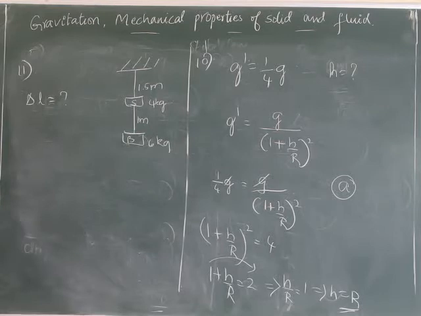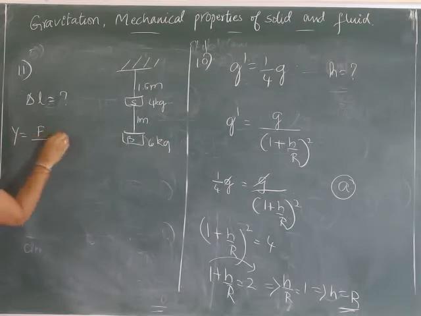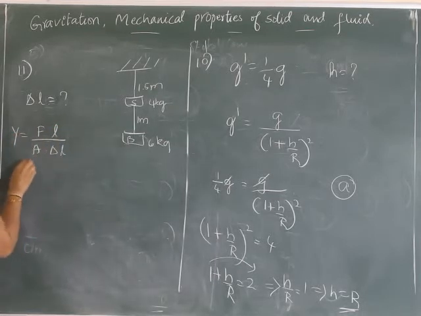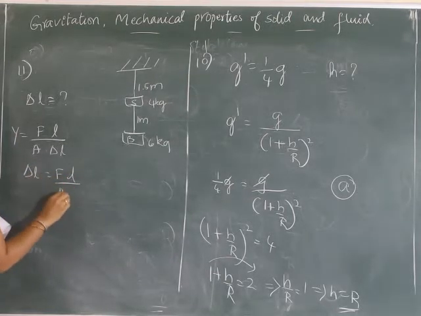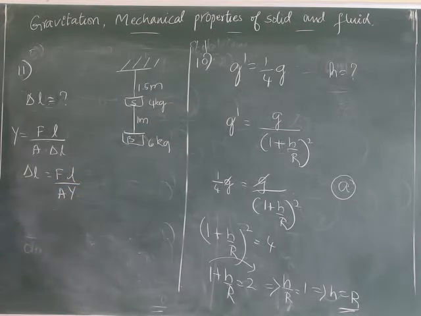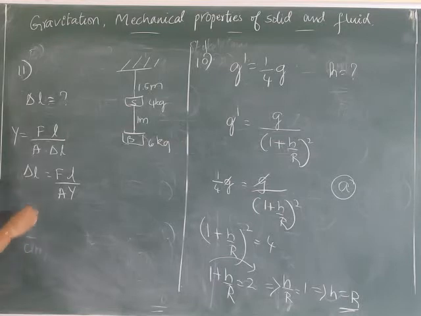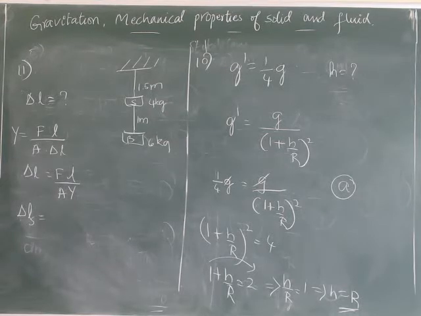So delta L you have to calculate, means we will use the formula Y is equal to F by A into delta L by L, or else delta L is equal to F L by A Y. Correct? So delta L is equal to F L by A Y. Use this formula to calculate the delta L of the steel and brass. Initially for the steel, what is the force? F is equal to M into g.